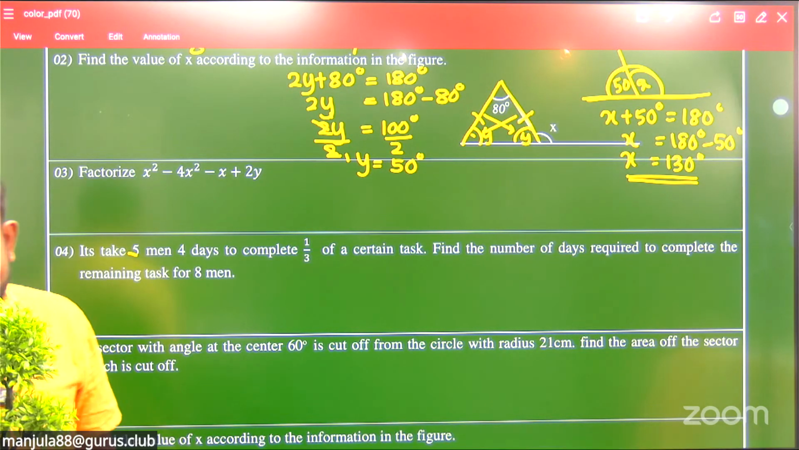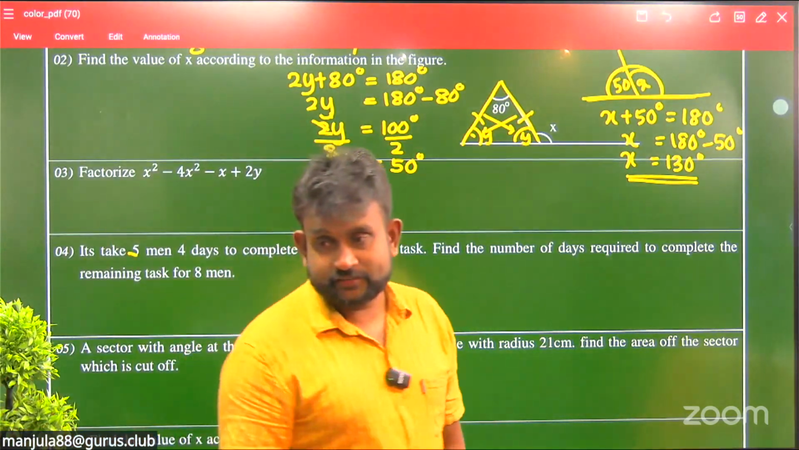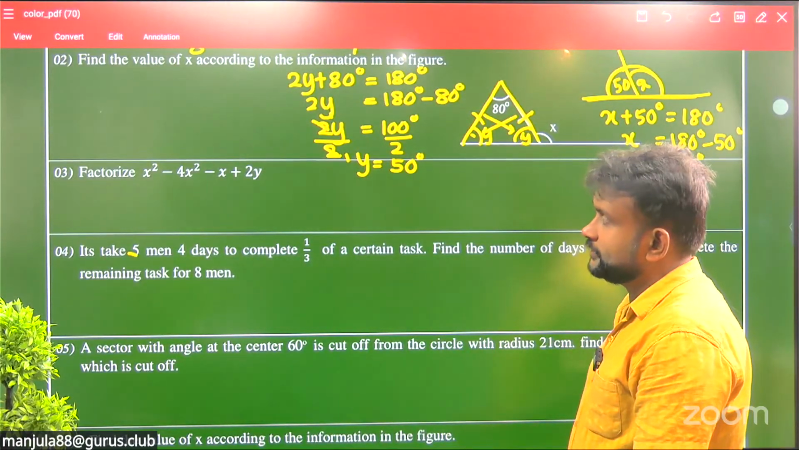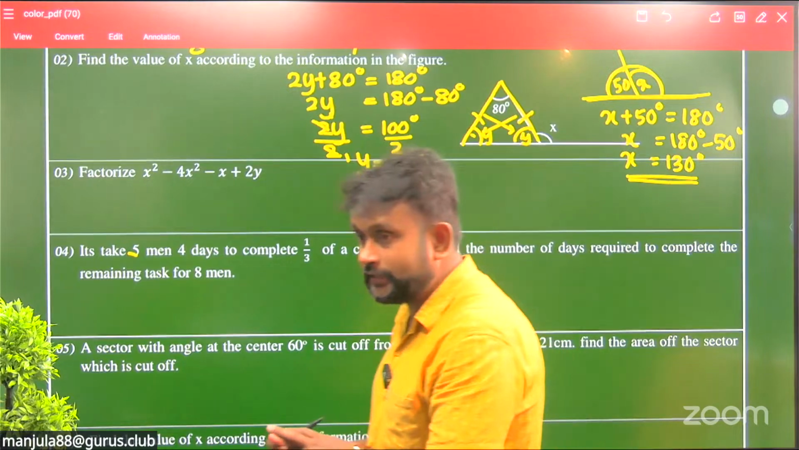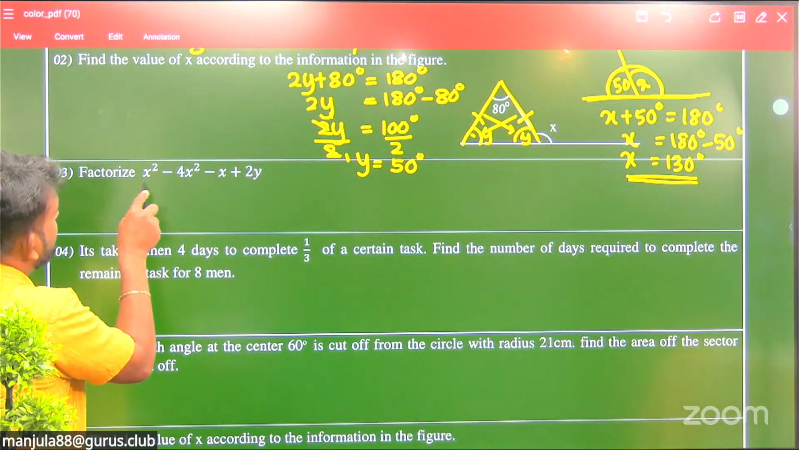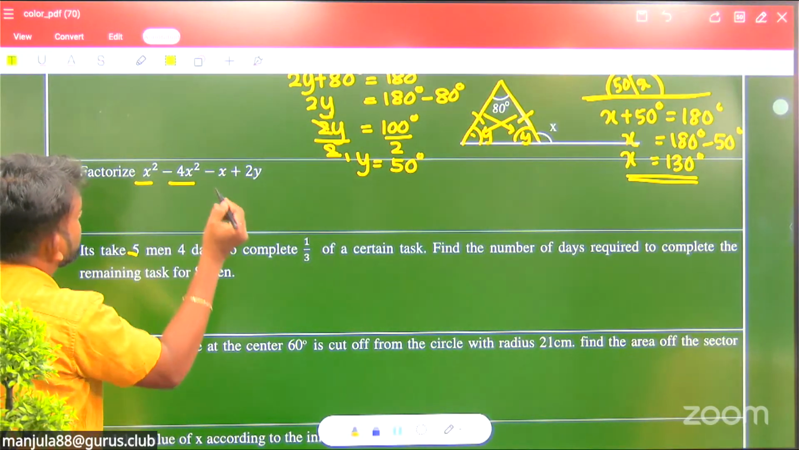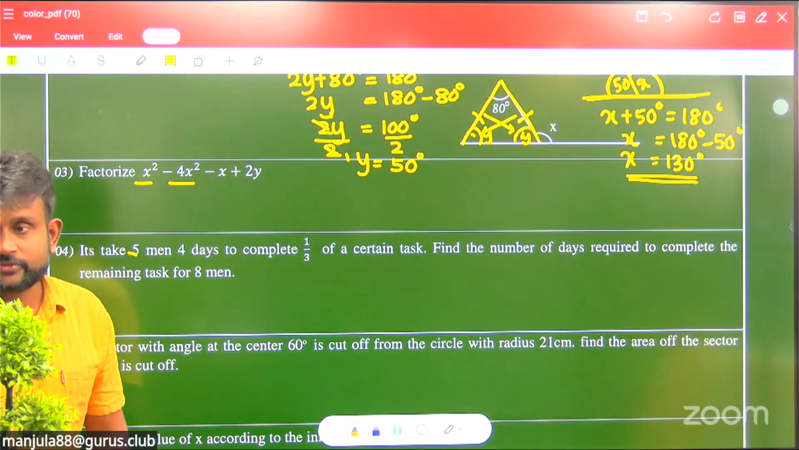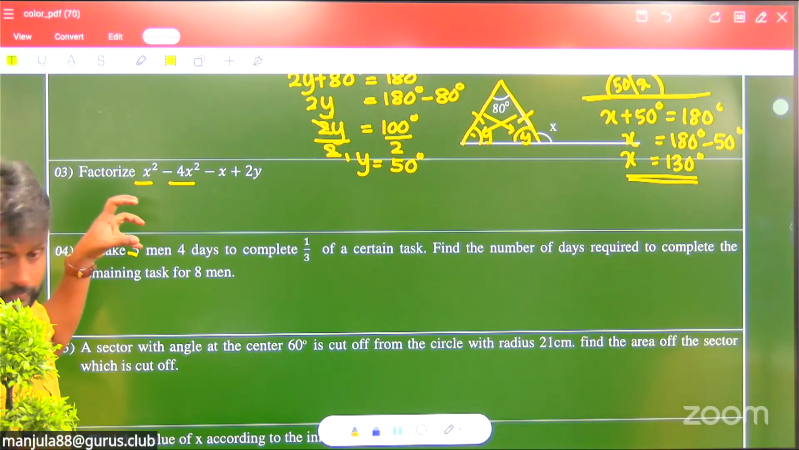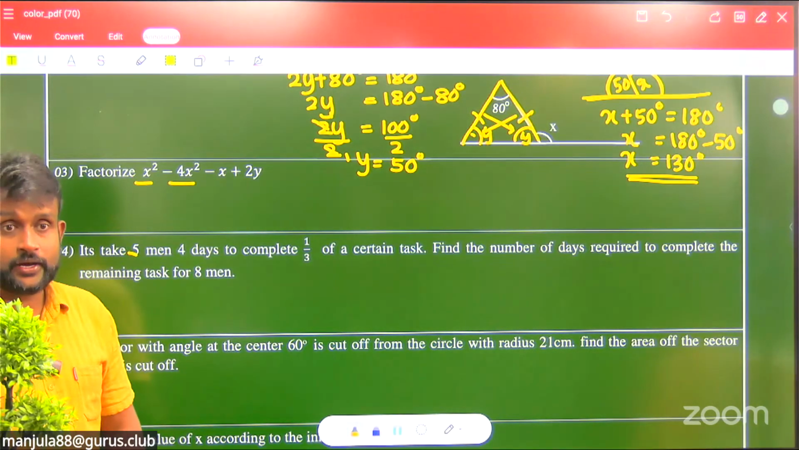It's plus 2y. Yes, minus x plus 2y. But here, how do you factorize? There is a typing issue, I think. Here both are x squared and minus 4x squared. So that is a mistake, I think. X squared minus 4x squared cannot be written like here. You can simplify here to minus 3x squared.